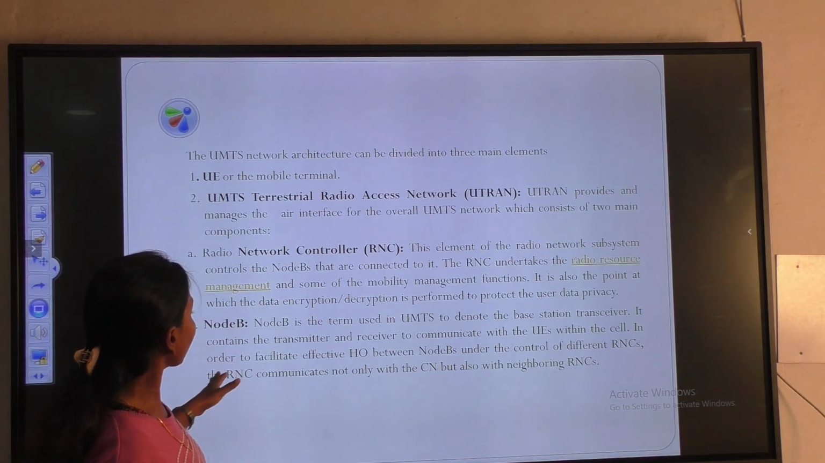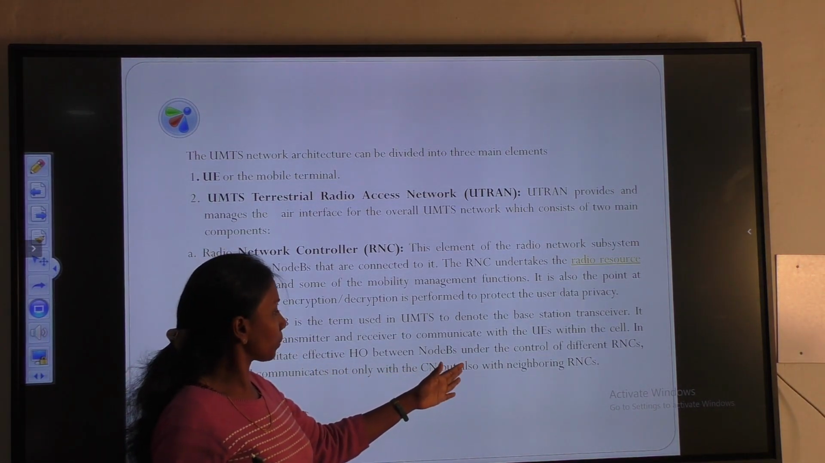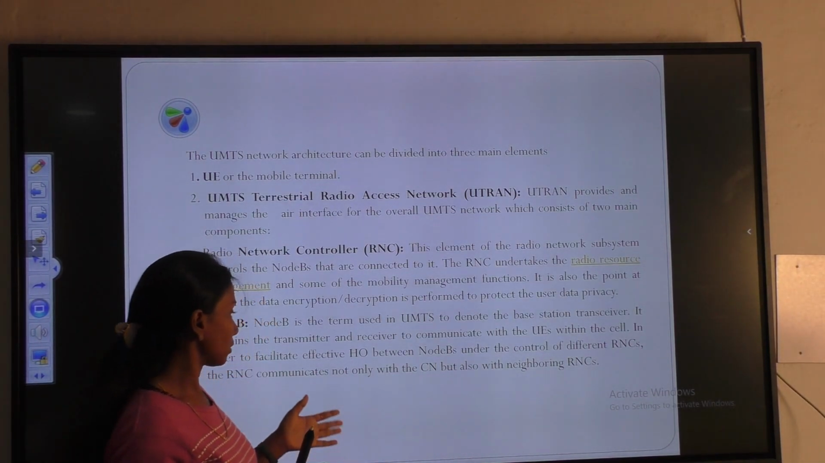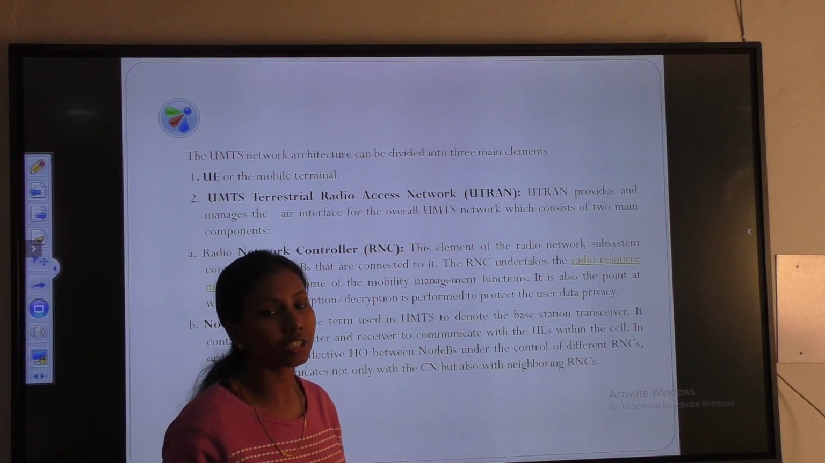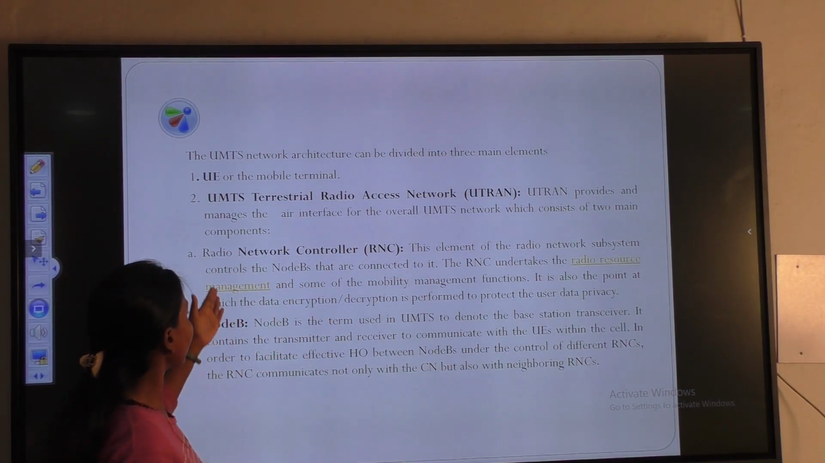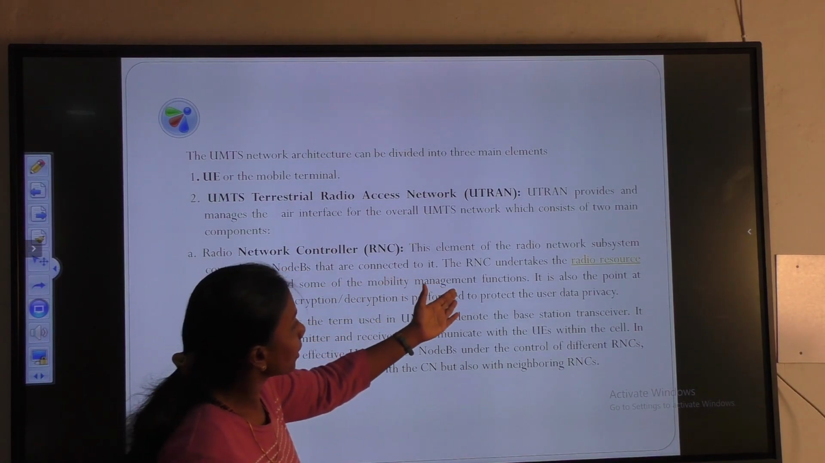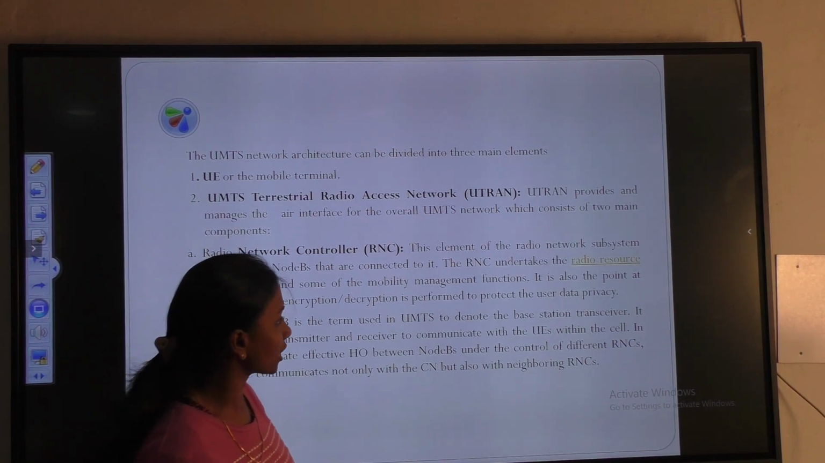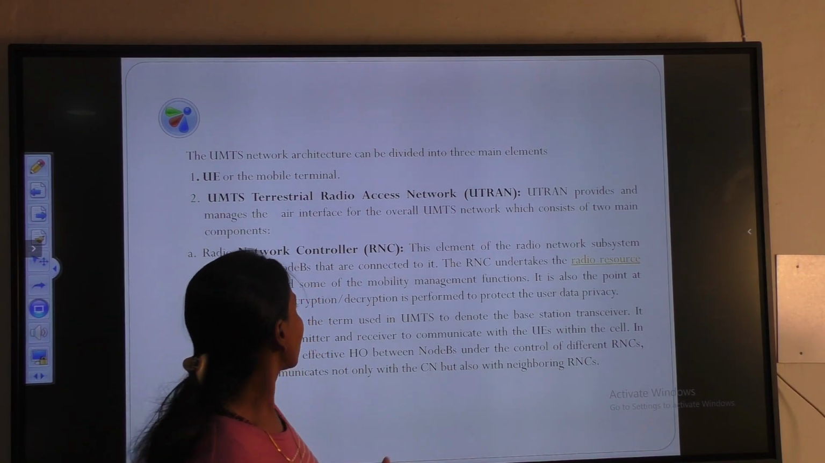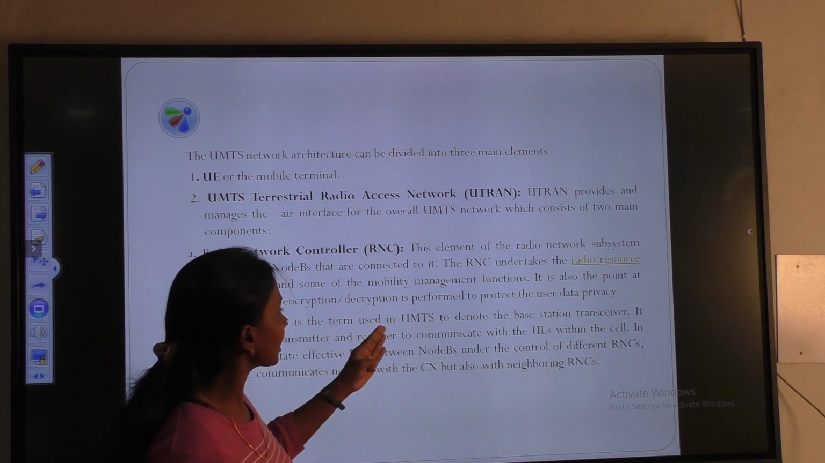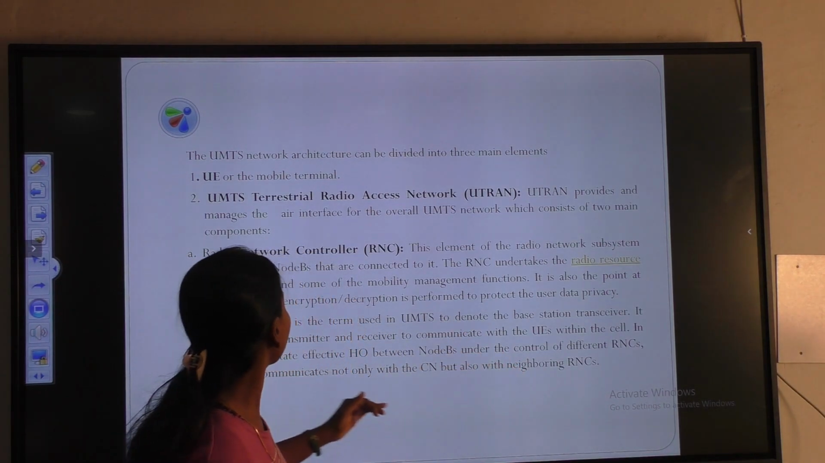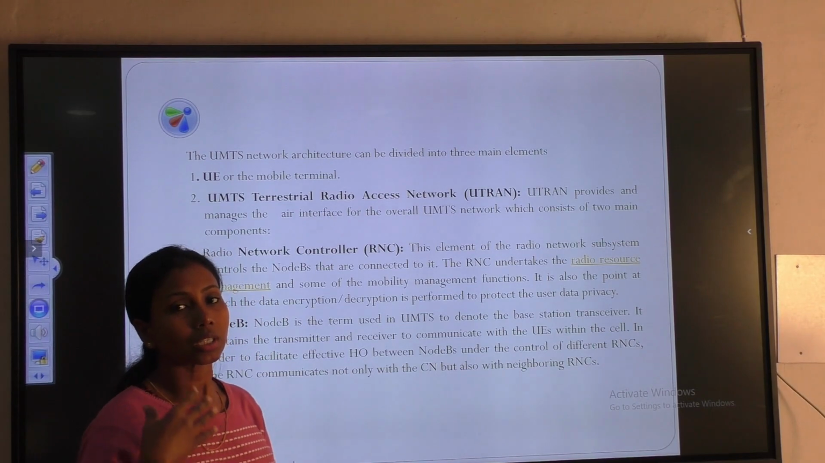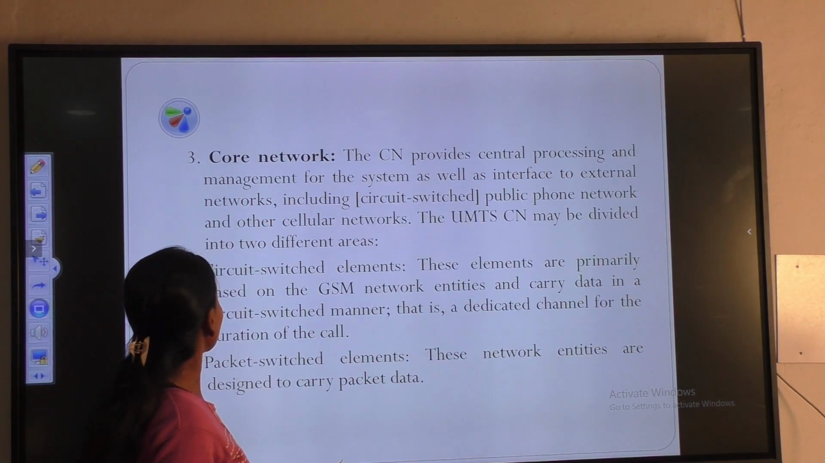Okay. And in order to facilitate effective exchange between the Node Bs under the control of different RNCs, the RNC communicates not only with one core network but also with the neighboring radio network controllers. The radio network controller, this element of the radio network subsystem, controls the Node Bs that are connected to it. The RNC undertakes radio resource management and some of the mobility management functions, and it is also the point at which data encryption and decryption take place. Because of that, your communications can be secure.